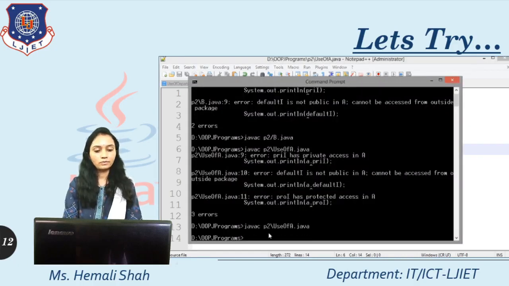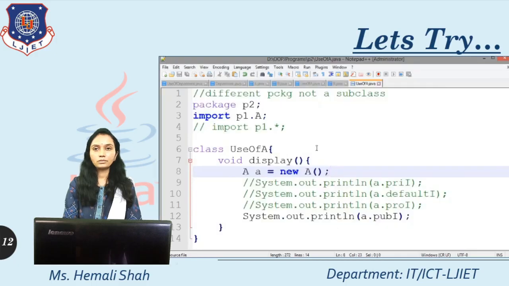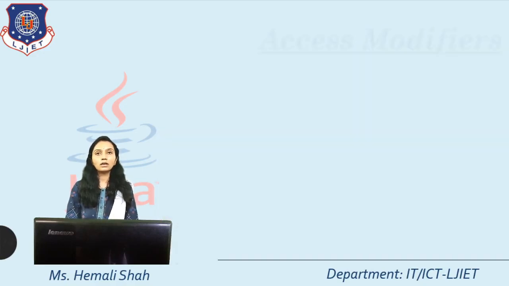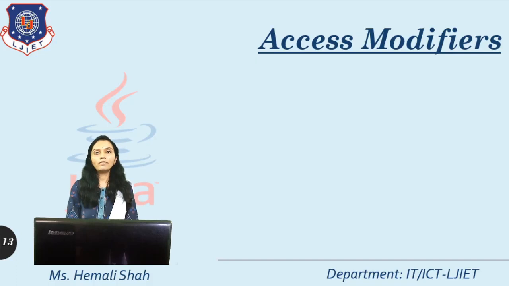See, now try to run. So here we are not getting an error if we are making the comment of this thing, right? So hope you people are clear on the concept. Private is accessible within the class. So let's conclude this access modifier topic that we have already covered.